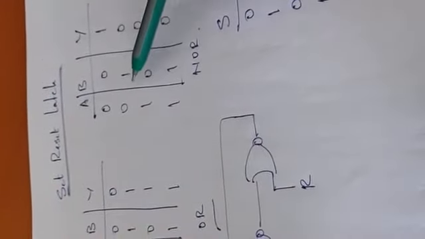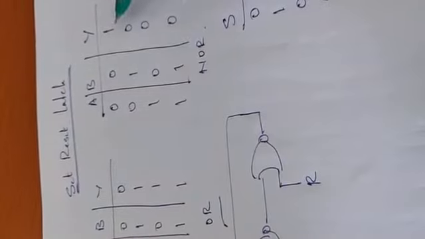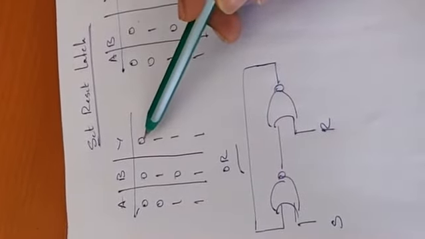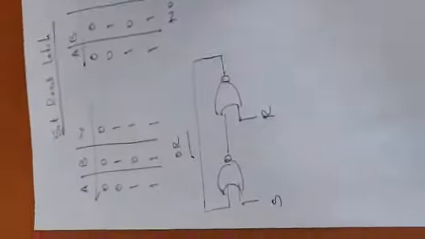So if either one of them is 1, the output will be 0. The output will be 1 with respect to the NOR gate only when both the inputs are 0. The output is 0 with respect to the OR gate when both the inputs are 0. You need to remember these 2 tables because we are going to deal with a NOR gate circuit now.